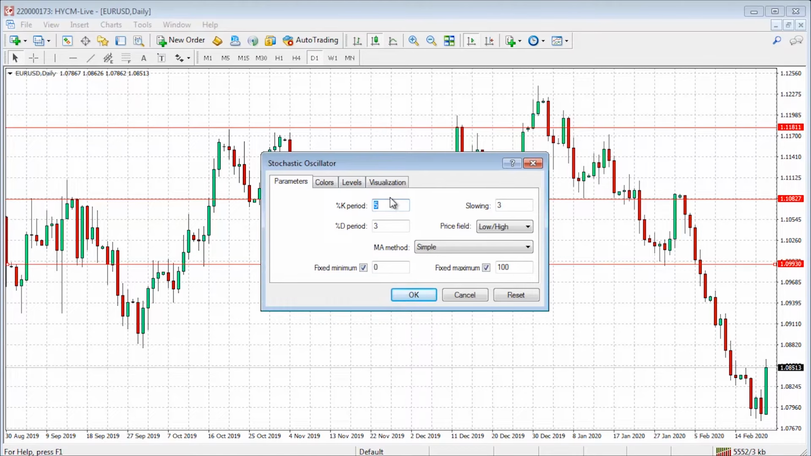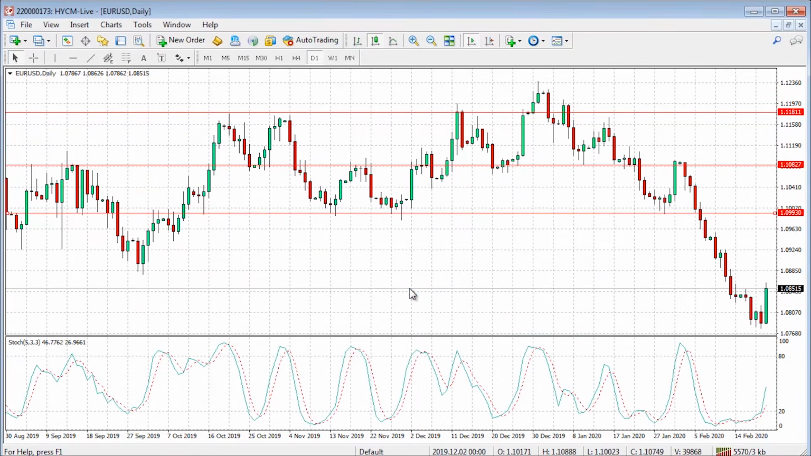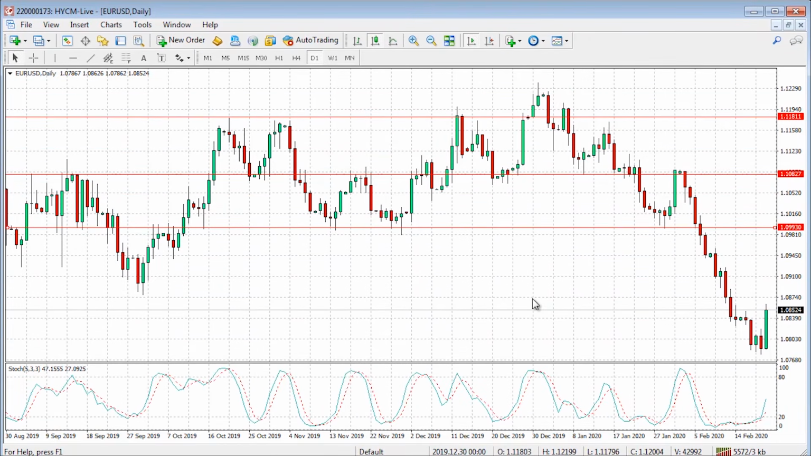So we've got the default settings here: %K 5, %D 3, simple moving average is the method, high low, slowing 3, maximum. We'll adjust those in a moment. So let's just put it on default and see where we are. Okay, so the idea with mean reversion is we're looking for stretched markets. Buyers buy, and then they run out of steam, and what happens is it mean reverts back to where it was.